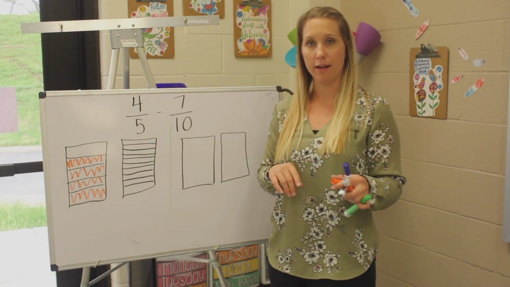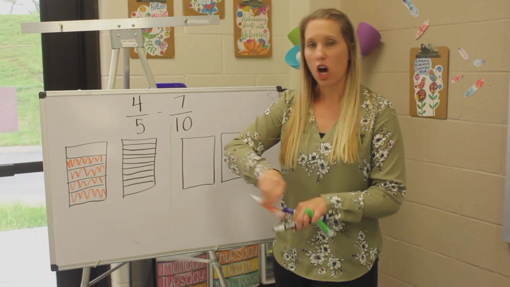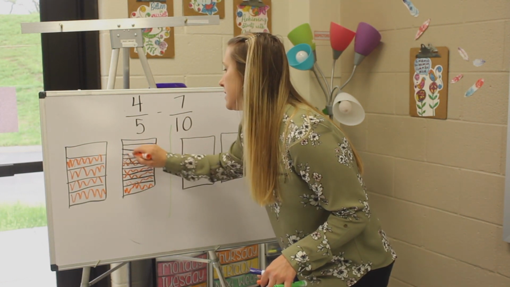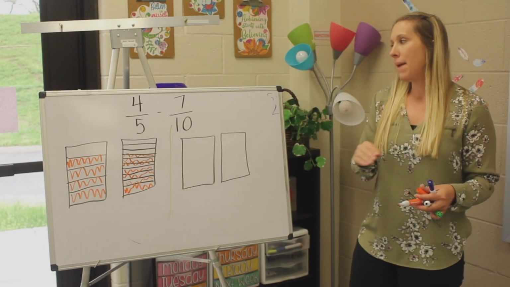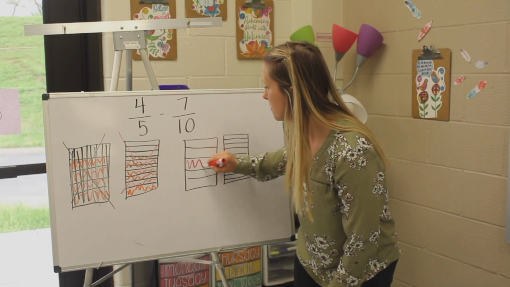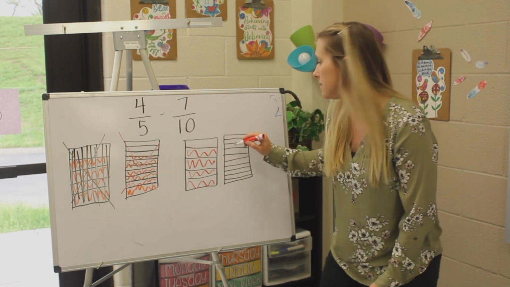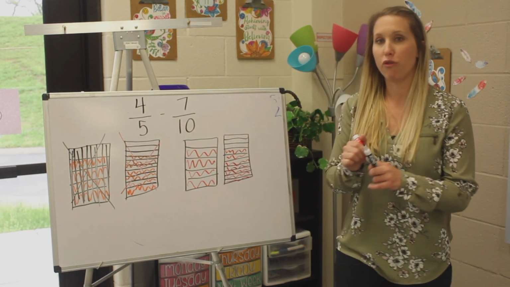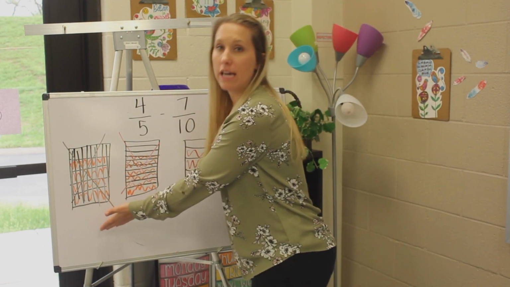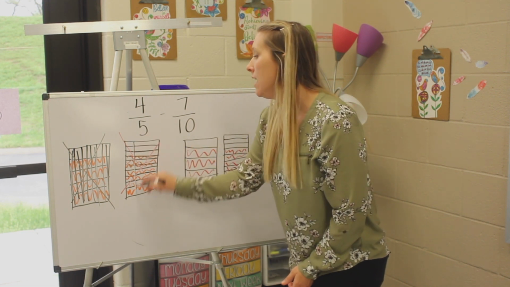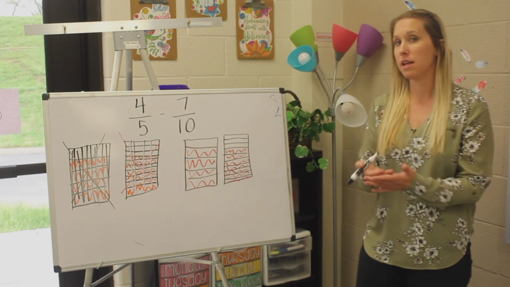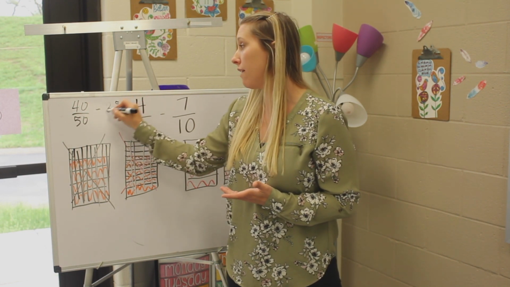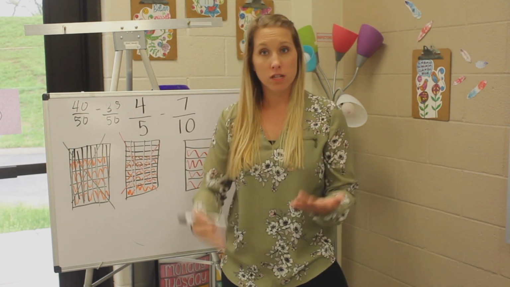10 pieces. How many of those do I need to shade in? 7 out of 10. Good job. 7 out of 10. 1, 2, 3, 4, 5, 6, 7. Okay? Some of you may have wanted to do the strategy we did in the past. So 4/5, 1, 2, 3, 4, and 7/10. So 1, 2, 3, 4, 5, 6, 7. Beautiful. So I could absolutely cut this into 10 and get 50 pieces. And then I could take my 10 and cut them into 5 and get 50 pieces and represent my fraction as 40/50 minus 35/50.